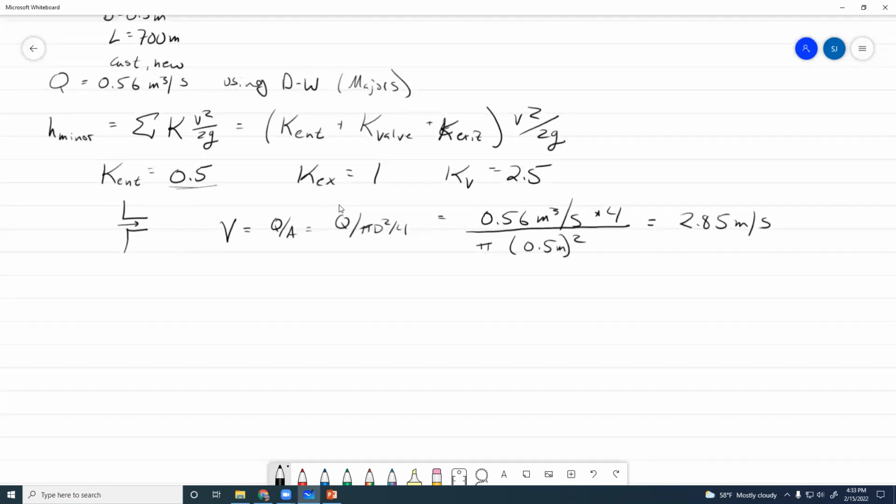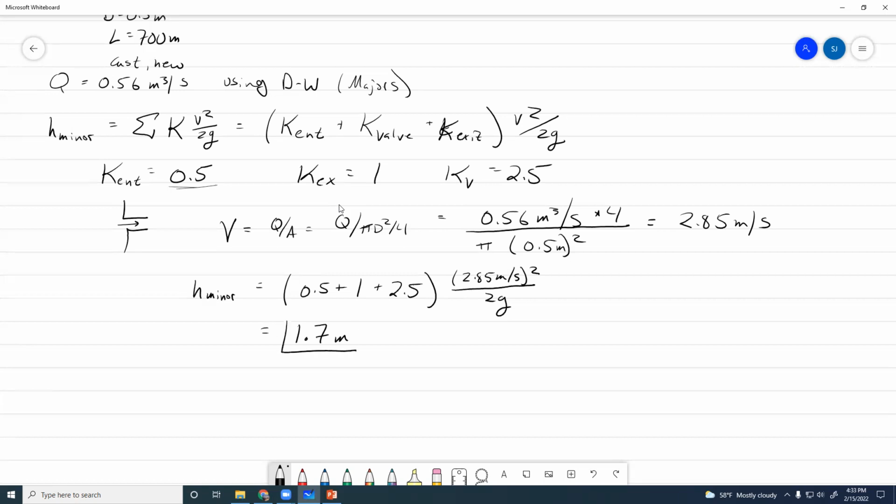Okay, so now we can plug all of our values in. H minor is equal to our entrance value, 0.5 plus 1, our exit value plus the valve, 2.5, times v squared over 2g. And then we do all that and we end up with a minor loss of 1.7 meters. So this is typically a small value in a pipe system, the minor losses are. Quickly, we'll compare that to the major losses.